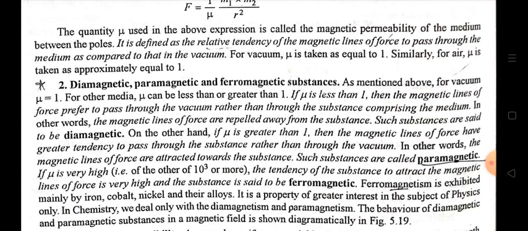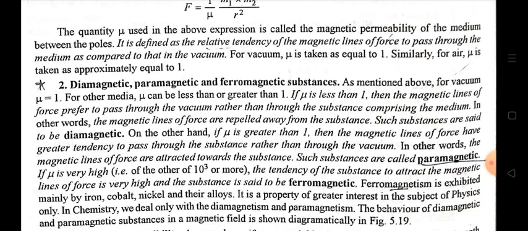On the other hand, if mu is greater than 1, then the magnetic lines of force have greater tendency to pass through the substance rather than through the vacuum. In other words, the magnetic lines of force are directed towards the substance. Such substances are called paramagnetic. If mu is very high, of the order of 10 raised to power 3 or more, the tendency of the substance to attract the magnetic lines of force is very high, and the substance is said to be ferromagnetic. Ferromagnetism is exhibited mainly by iron, cobalt, nickel and their alloys.